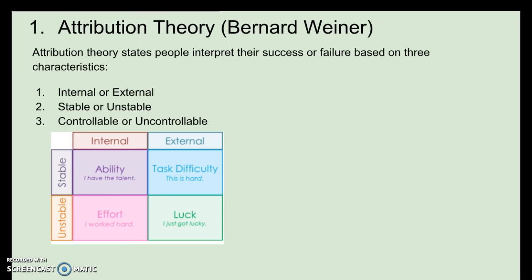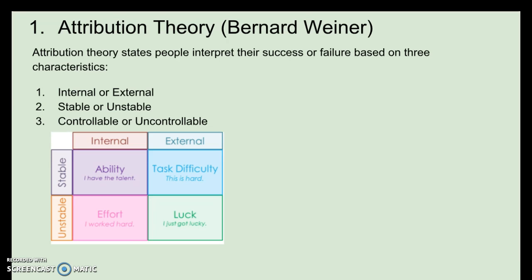Stable or unstable. Stable means that this is something that's going to continue time after time after time. It's going to be a regularly occurring factor that contributes to a failure or success. And then unstable would be something that is not consistent. It's not going to happen regularly. It could happen at one point. It could happen at another point. It could attribute to success or failure, or it could not.